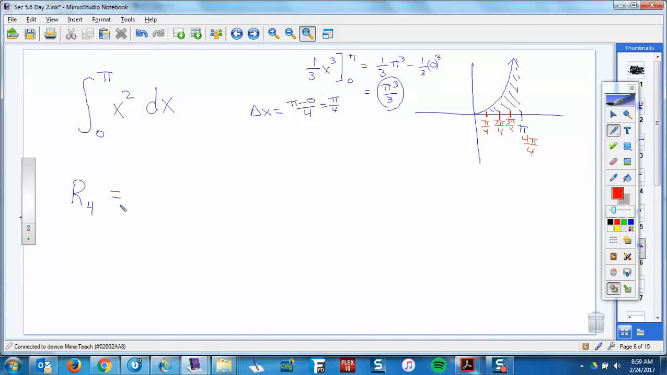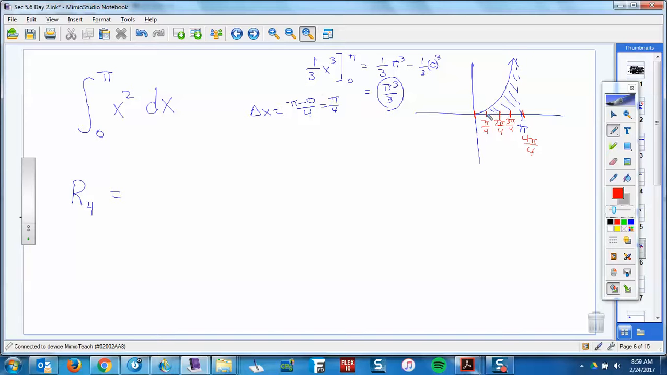So what's my first right edge? Emily, what's my first right edge? Where does this integral start? It starts at 0. So I should put a mark here and I should put a mark here. Remember, to do 4 subintervals, you need 5 marks, right? So my first right edge is pi fourths.